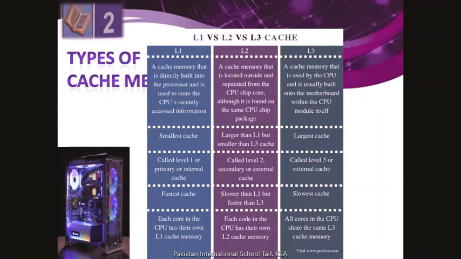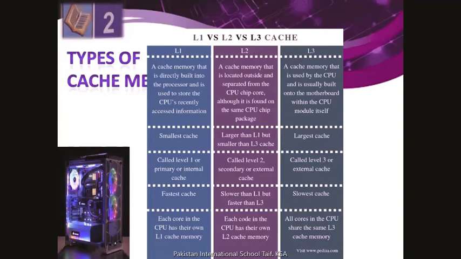L1 is called level 1, or primary or internal cache. L2 is called level 2, secondary or external cache, and L3 is called level 3 or external cache. Level 1 is the fastest cache memory, level 2 is slower than level 1 but faster than level 3, and level 3 is the slowest cache memory.